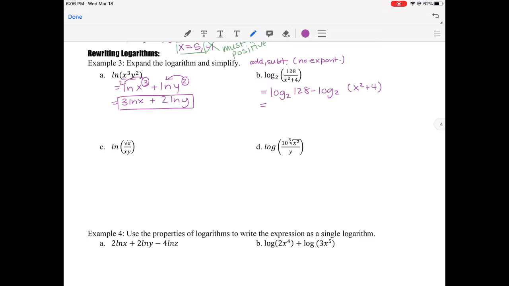Or if you wanted to evaluate this first one, 2 to the 7th is 128. So log base 2 of 128 is 7. And then I could rewrite this as log base 2 of x squared plus 4. And that would be the simplest form.